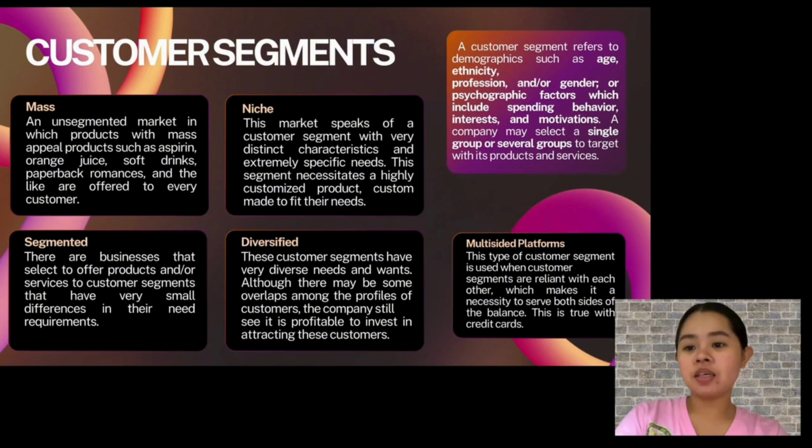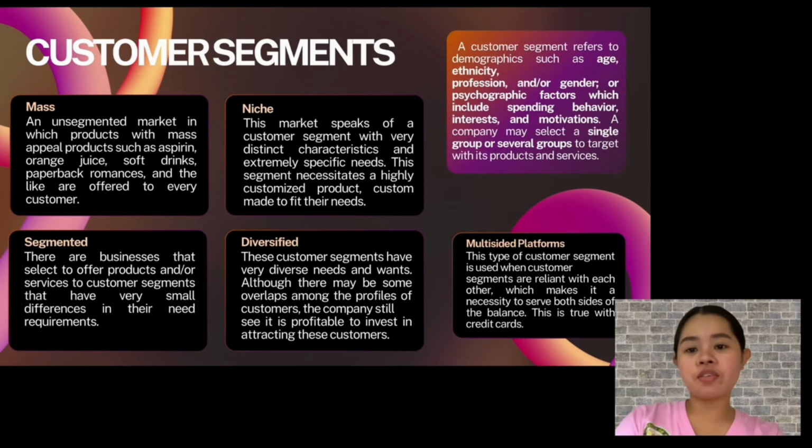First is the mass. The mass serves a large group of customers with similar needs. The same product is offered to everyone with little or no customization. Second is niche. A niche focuses on a small group of customers with specific needs. Products are highly specialized and designed specifically for that group. Third is segmented. In a segmented, customers are divided into smaller groups with slightly different needs. The business creates different products or services for each group.